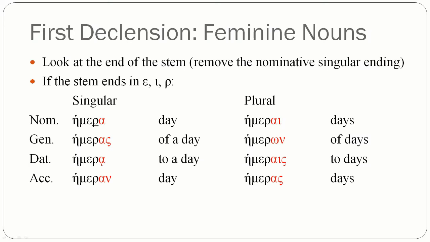That is your pattern for any first declension nouns that end in epsilon, iota, or rho, the stem ending in epsilon, iota, or rho.